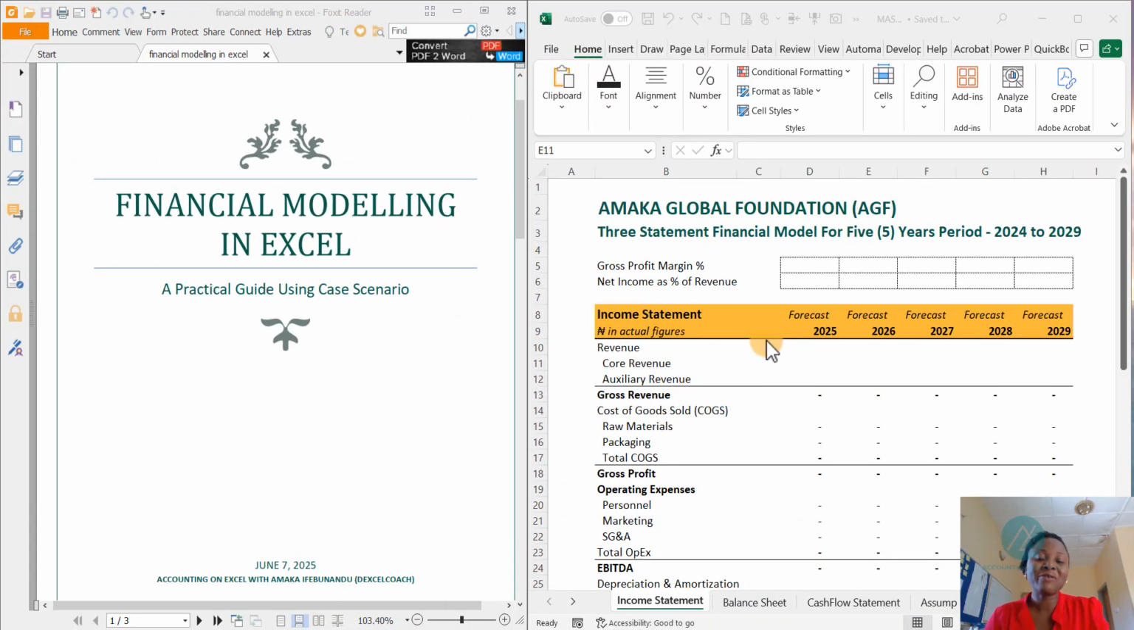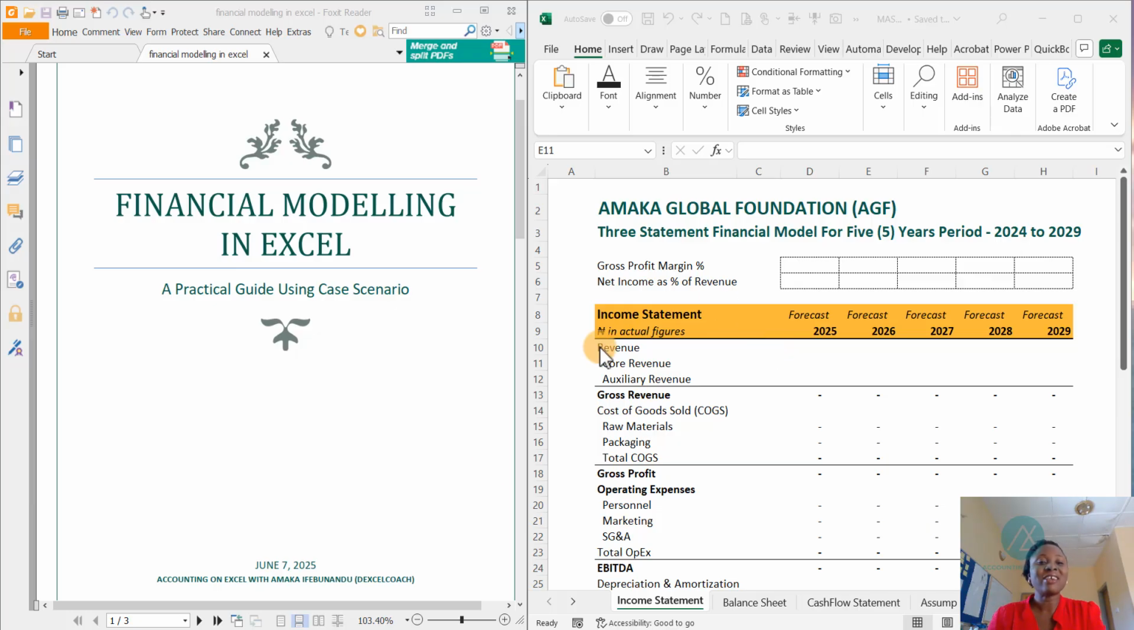Hello, this is Amaka Ifebunando, the Excel coach, and in this tutorial, I'll be showing you how to build a three-statement model in Excel using a case scenario. We'll be looking at a case study and I'll be walking you through. So I'll advise you to get your laptop, get your desktop, and let's walk along.